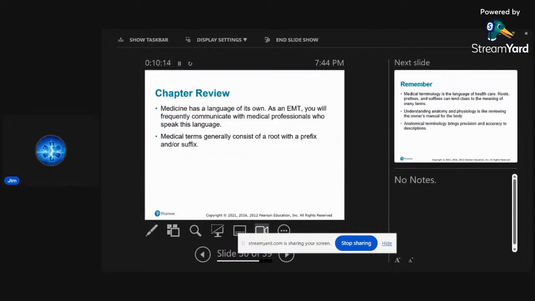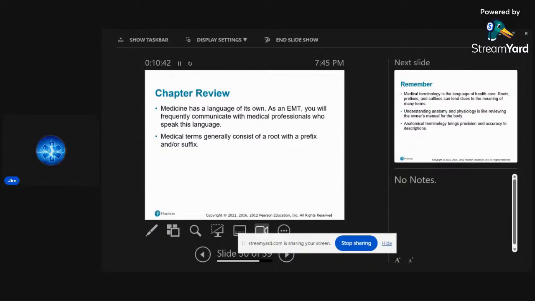Really short chapter, so let's do a real quick review. Medicine has a language of its own. As an EMT, you will frequently communicate with medical professionals who speak this language. And I will tell you right now, we do see it quite often, but a lot of times we see simple terms as well. So it's okay if you want to talk in simple terms, even to the medical professionals when we hand off to nurses. It's okay to say our patient has high blood pressure, or it's okay to say they have hypertension.